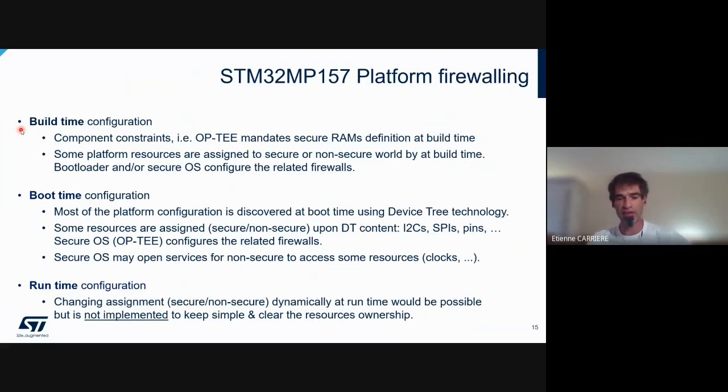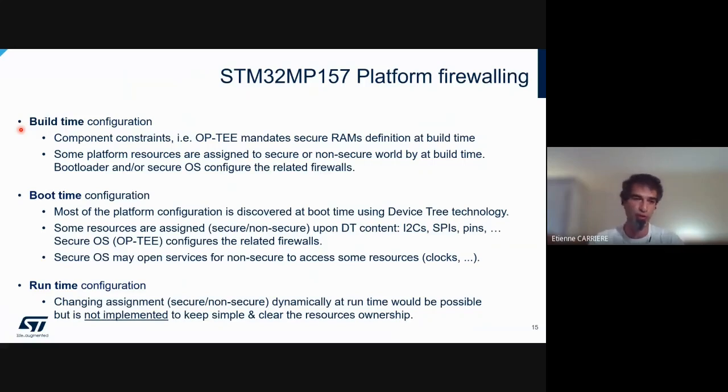Some are loaded by BL2, the TF-A BL2 bootloader, and some are loaded by OP-TEE OS, as Gerald mentioned. And for configuring the firewall, actually being BL2 or OP-TEE, we can distinguish between configurations that are inside the implementation and inside the configuration of the package we use, like a configuration of OP-TEE, or some configurations that are discovered by the firmware at boot time. And also there could be configuration done at runtime.